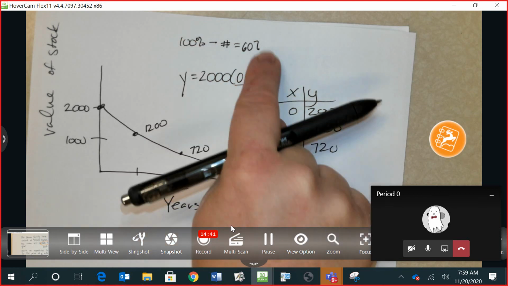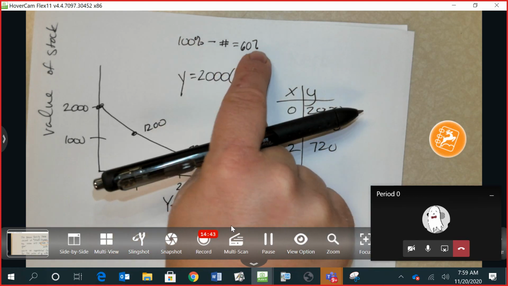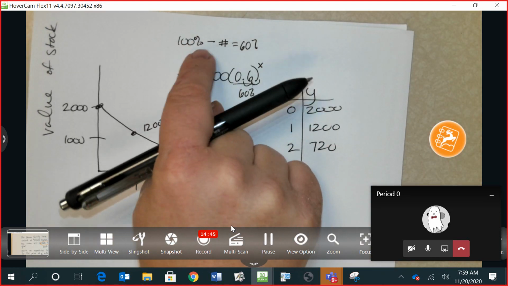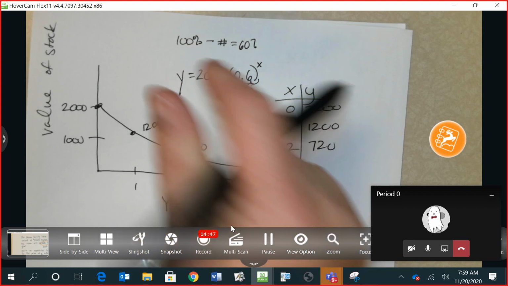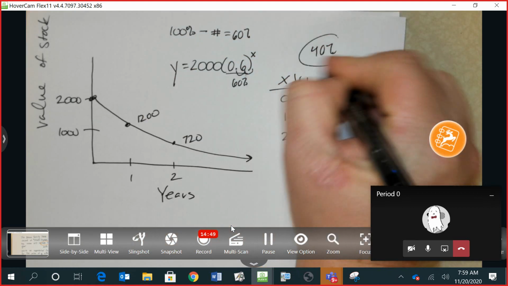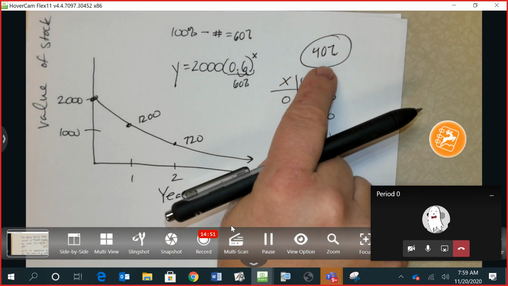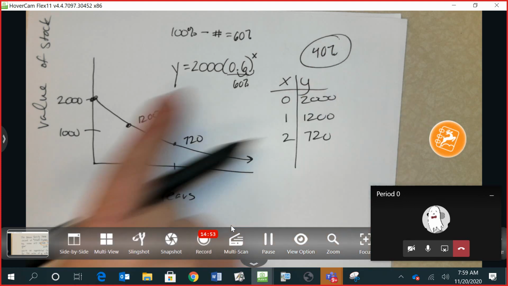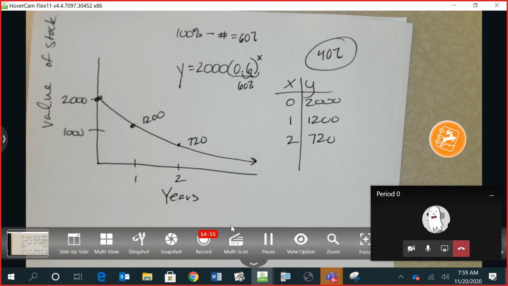So what are you taking away from 100% to get 60%? Now, could I subtract 100 and then divide by -1? Sure, I could. Or many of us will just go, okay, 100% minus 40%. So the answer is you are losing 40% of its value every year. Every year we're going down by 40%.